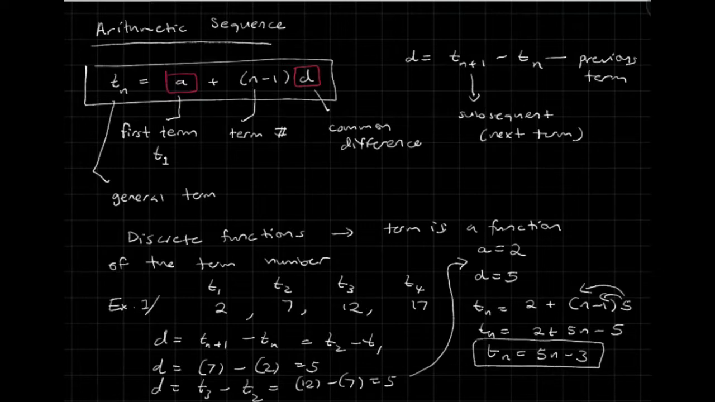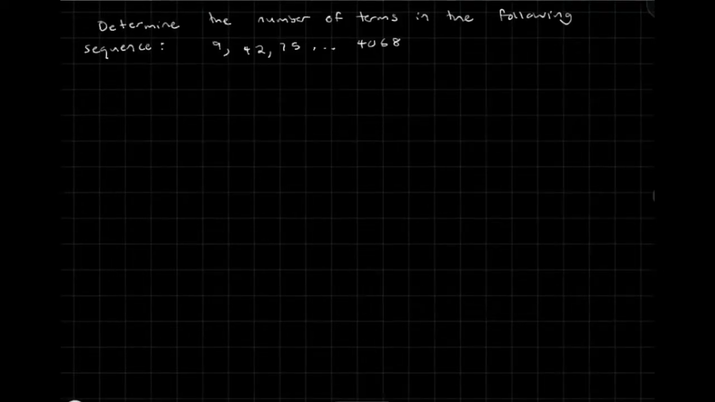You can actually use this to determine any term number on this sequence. For instance, if we want to figure out the 100th term, we just plug this into the general term. We get 5 times 100 minus 3, which is 500 minus 3, which is 497. So it's really useful to determine any kind of term. So this is how we can use a discrete function.